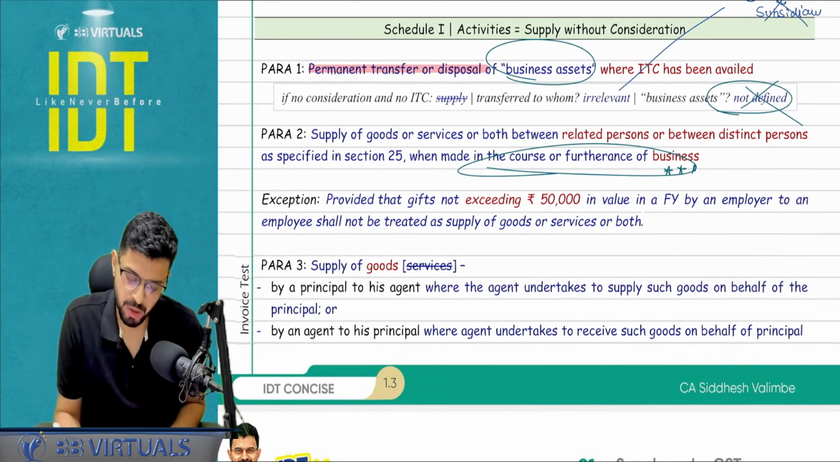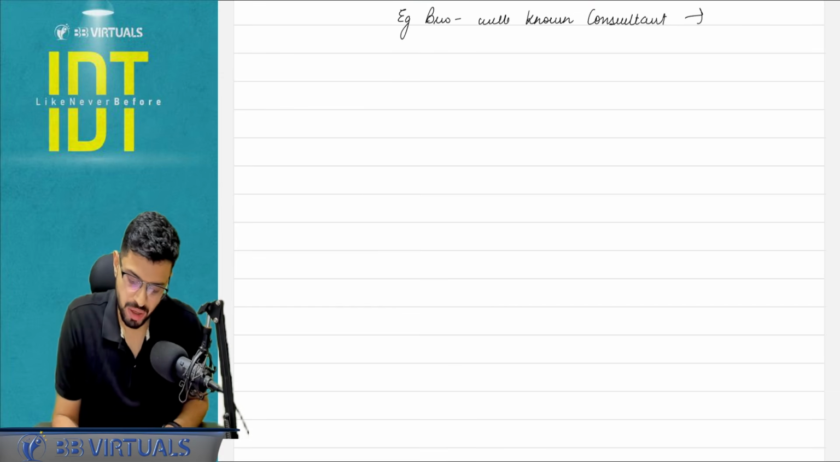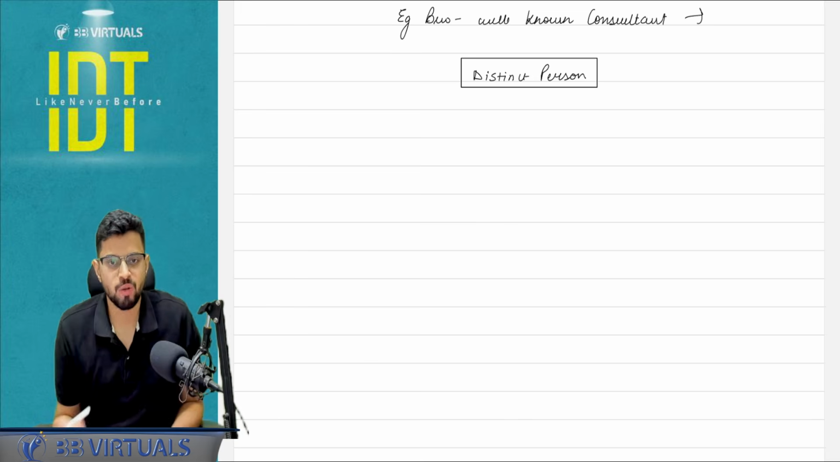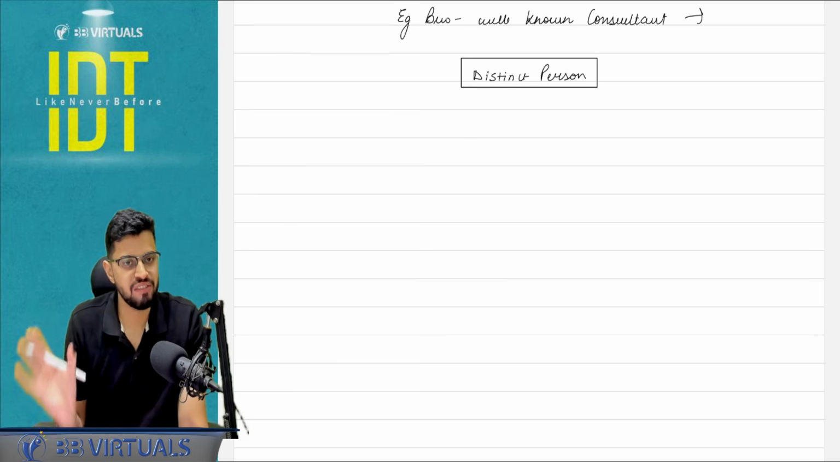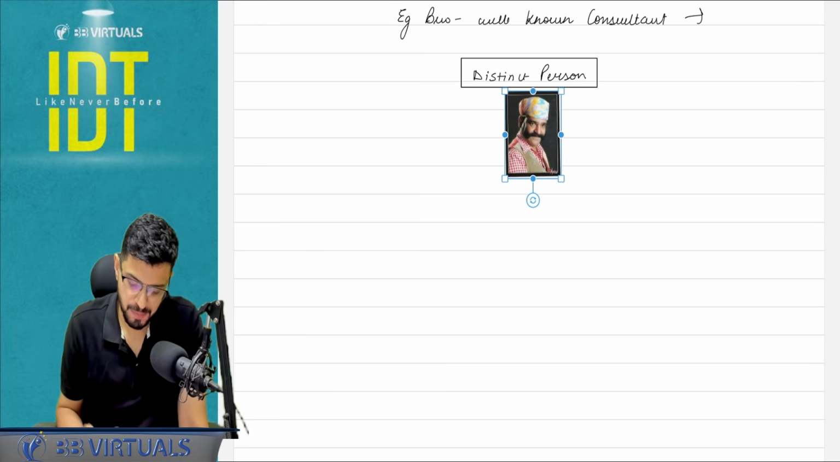Now the next part we need to cover is what is the meaning of distinct person. What is the meaning of distinct person? Before seeing the formal definition, we will be seeing the feel factor. Let's try to understand by a small example. What is this? This is Billu Kachori.